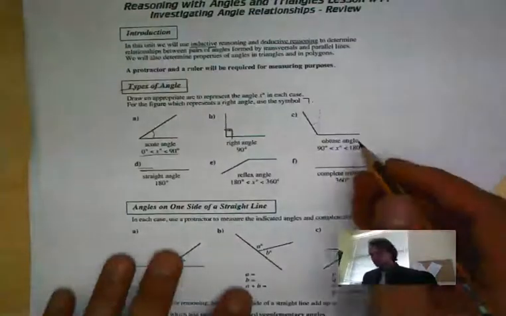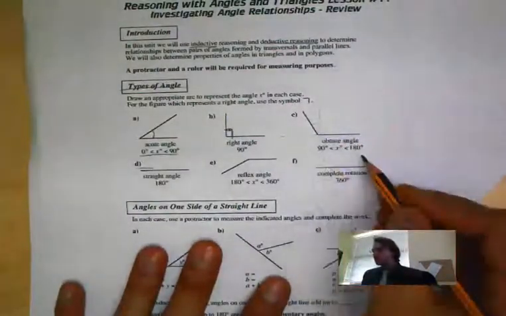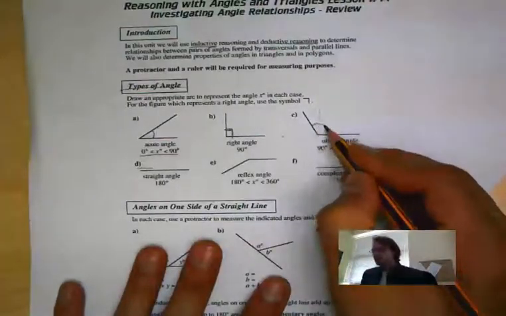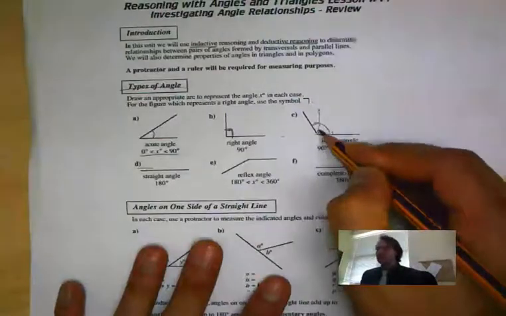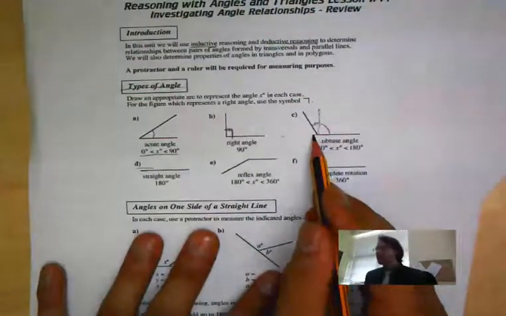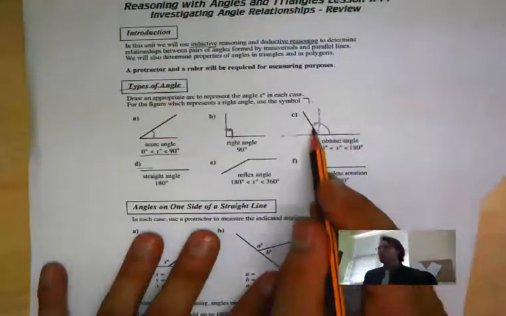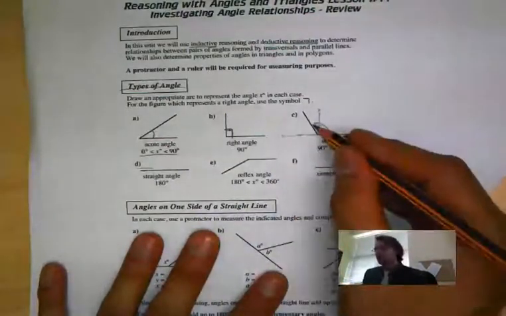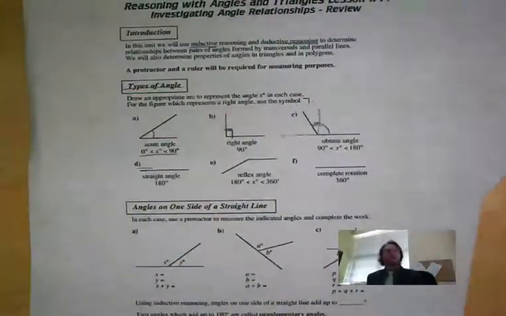Now C. C here is an angle greater than 90, less than 180. So we're looking at this angle here. Now if we look at it, a right angle would be there, so it's bigger than 90 degrees, and it's less than 180, which would be all the way across there, which is a straight line. So this angle here is obtuse. It is greater than 90, but less than 180.